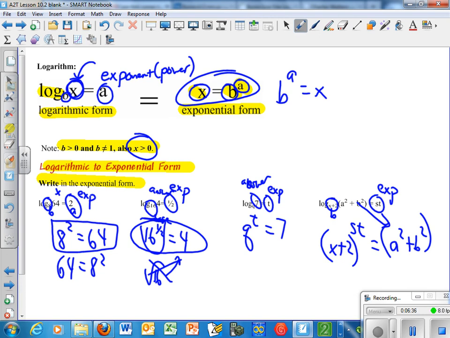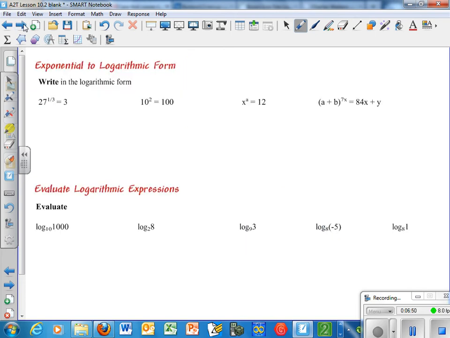You don't really have to, because you just have those two terms on that side. It's not really multiplied by anything or taken to a power on that side. So you don't have to have the parentheses on the right side. On the left side, you do, around the x plus 2. So that's going from logarithmic to exponential.